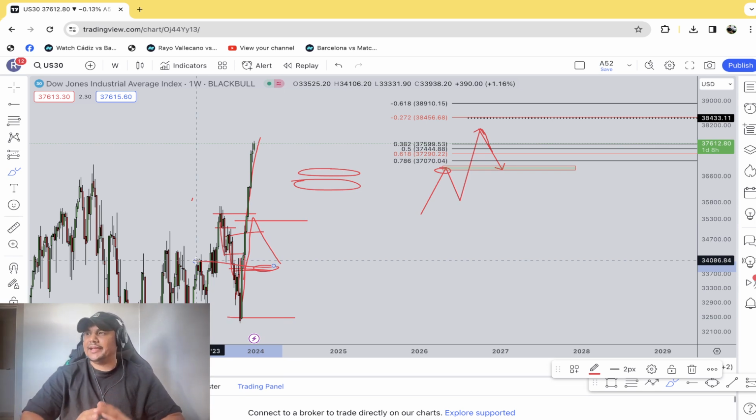Now, some people might argue that you can use this as a strategy. I don't think you can use it as a strategy, but we do use it as a confluence to understand more or less where the market is more likely to pull back to before the next impulse.